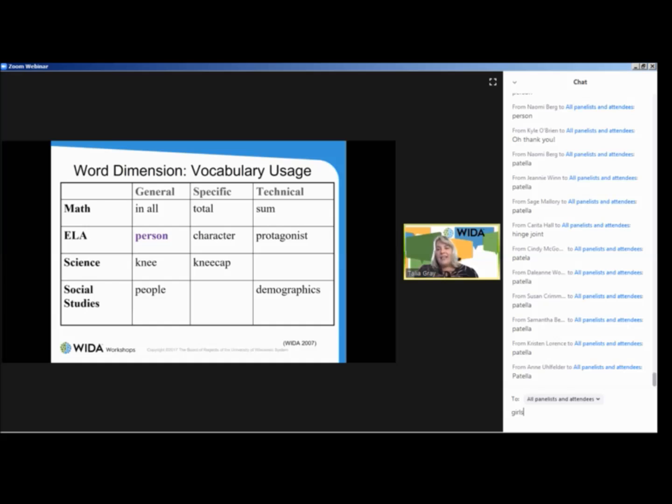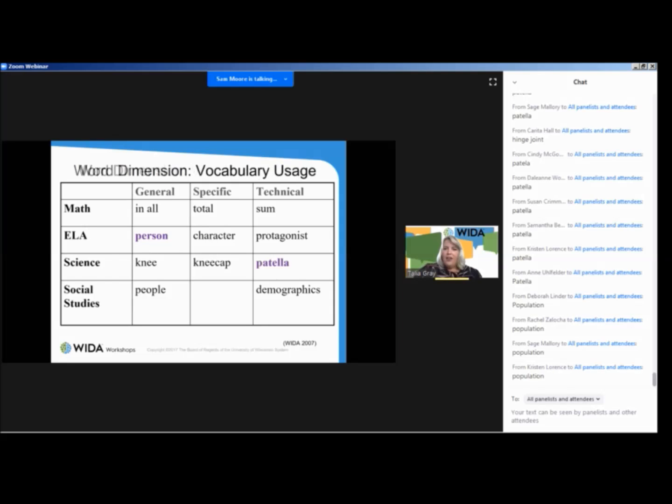And then for the last one, I'm not going to give you a prize for this one, but I will give you a hint. It starts with the same letter as person and patella. So what would be the specific term for people or demographics?